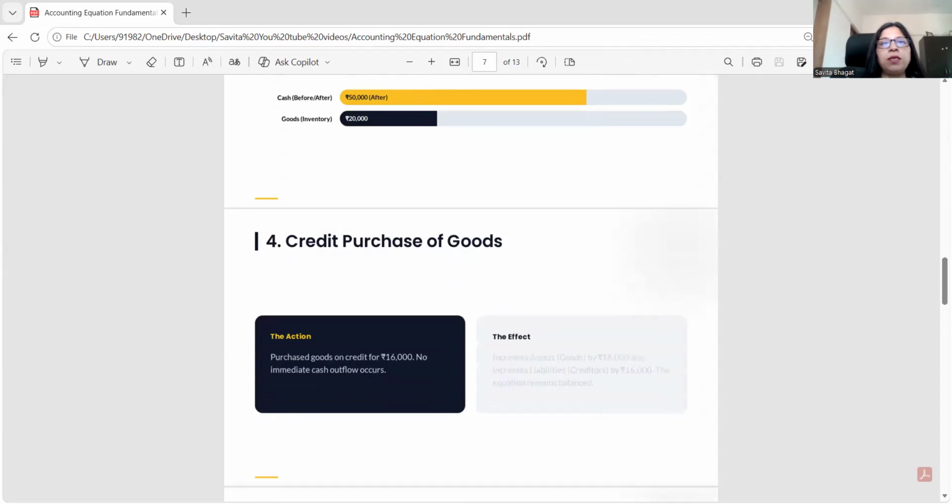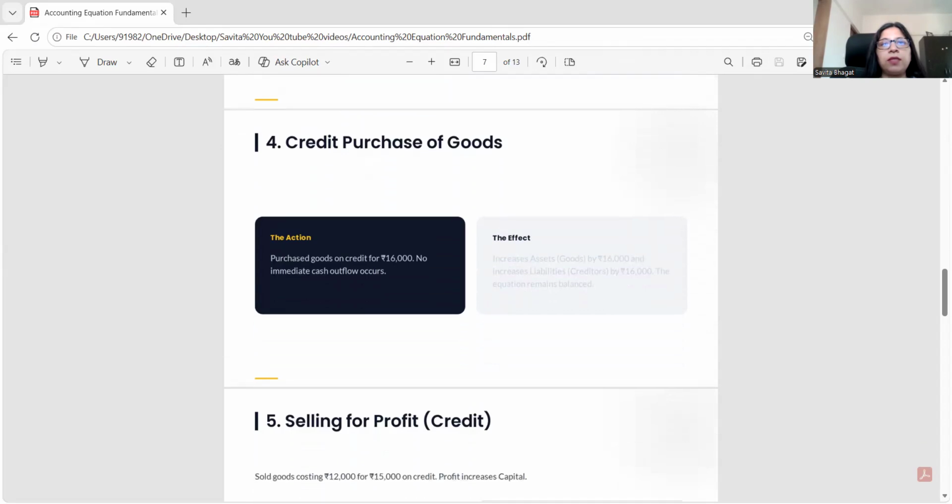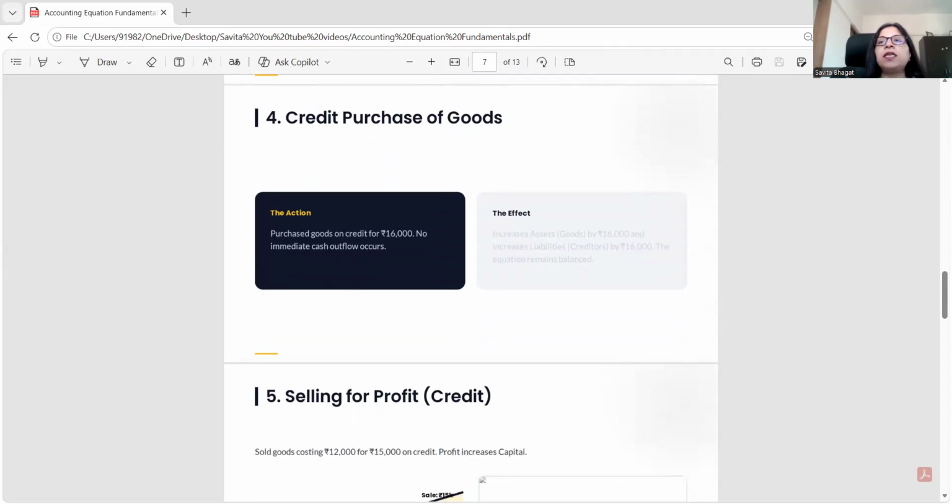Now let's come to the next transaction. Suppose he has purchased goods on credit. What will be the effect of this action? Let's say he has purchased goods worth 16,000 on credit. When you buy on credit, there is no immediate cash flow, right? So your assets would increase by 16,000 of inventory, and in parallel, your liabilities would also increase by 16,000 to keep the accounting equation balanced.